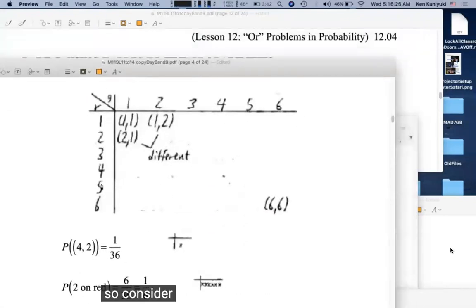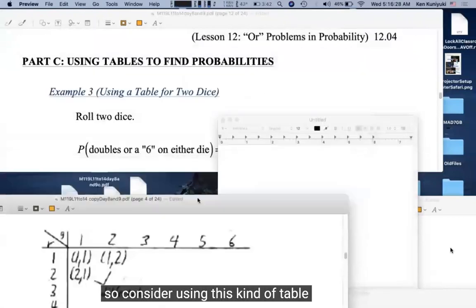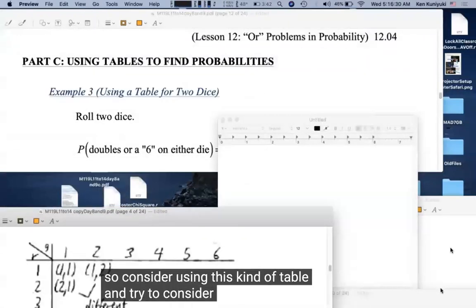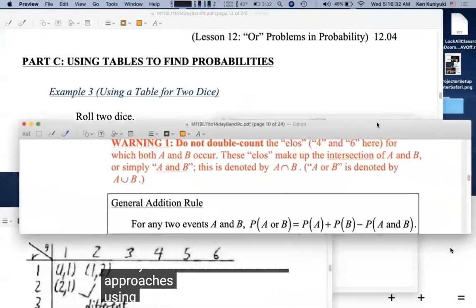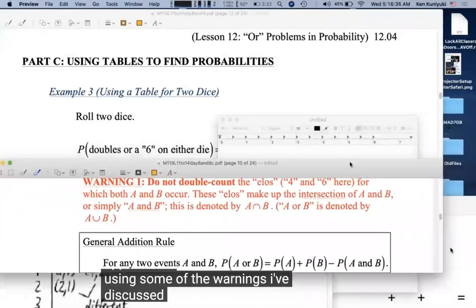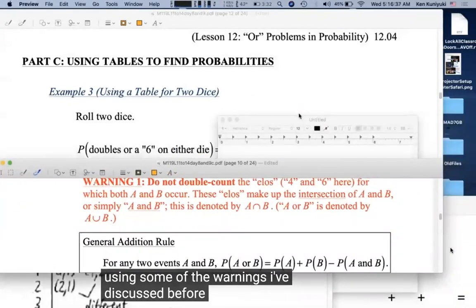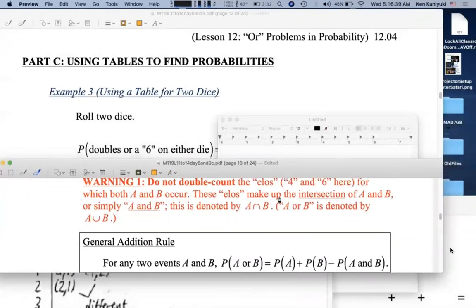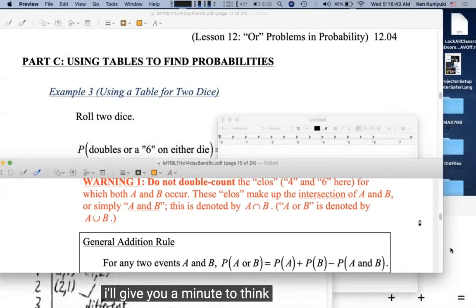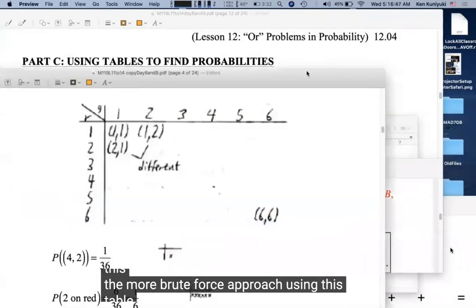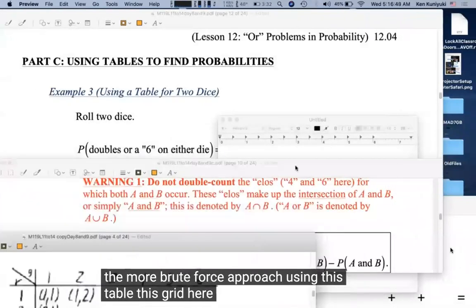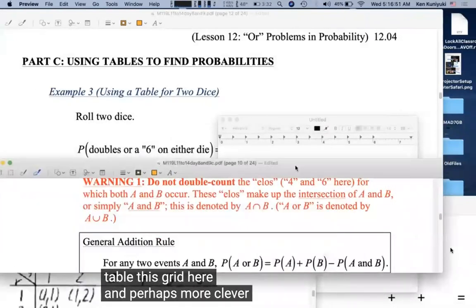So consider using this kind of table and try to consider more clever approaches using some of the warnings I've discussed before. I'll give you a minute to think about this. The more brute force approach using this table, this grid here, and perhaps more clever approaches.